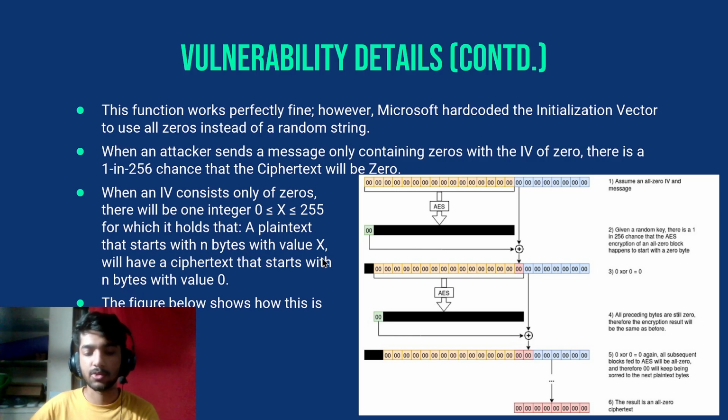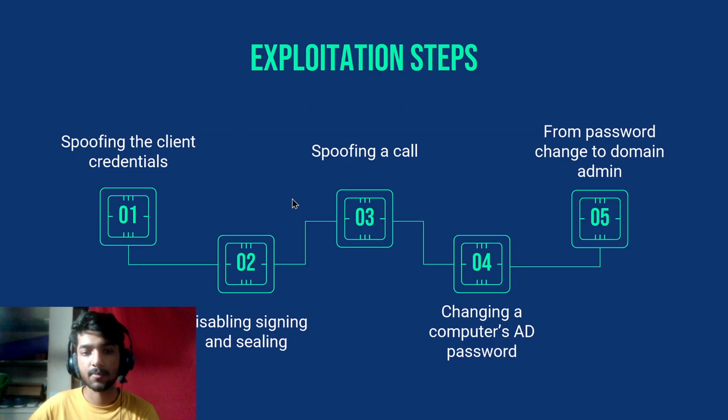This figure shows how this is possible. We assume that the IV is 0 and the message is 0. And since we are XORing 0 with 0, we will get the output 0. And this will continue until all of the steps are performed and we get the output as 0 again.